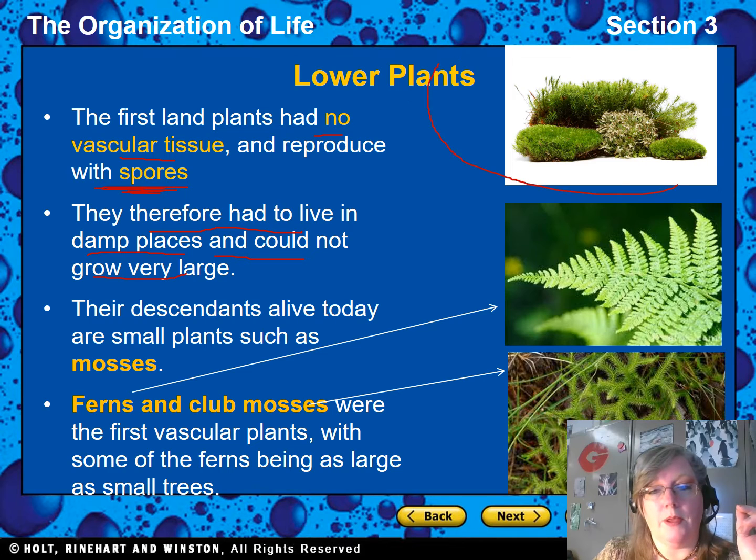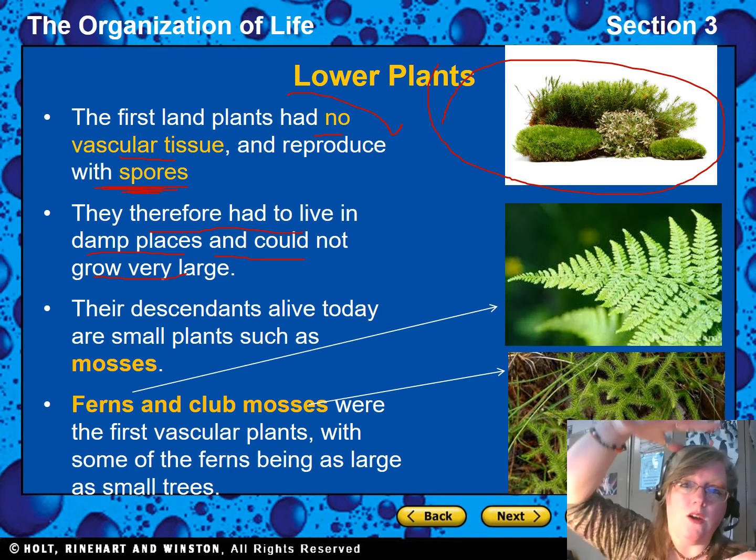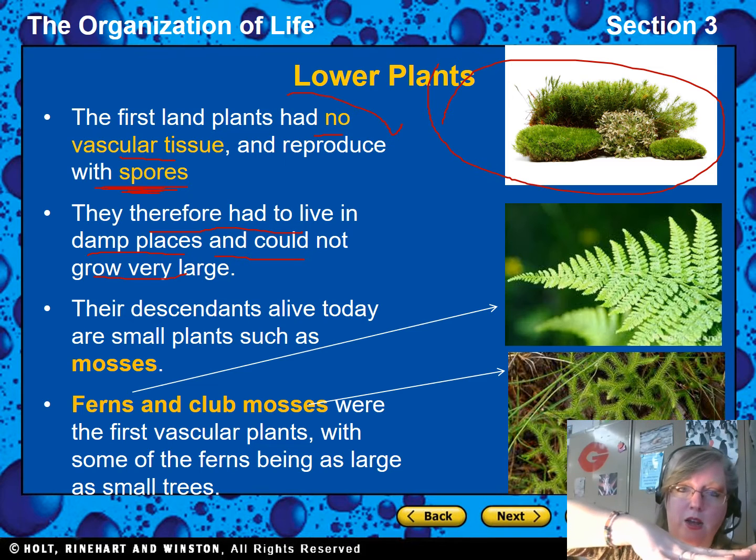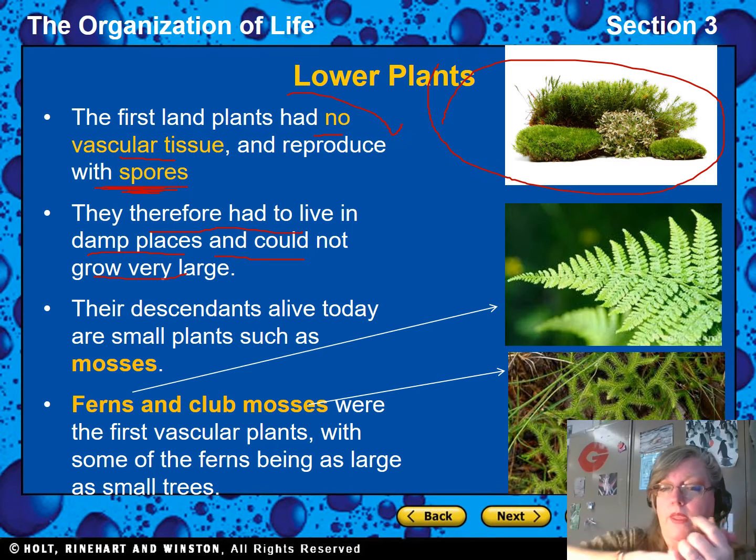Okay, these are these guys up here. Because they don't have vascular tissue, they don't have a way to suck water up very high, so they have to stay low on the ground. Their spores can dry out really easily, so they have to stay wet. All right. Now, these are our mosses. Now, ferns and club mosses.